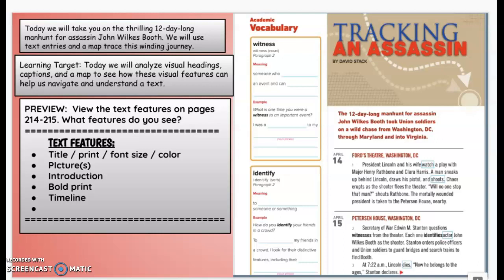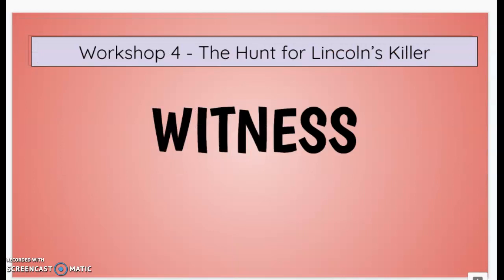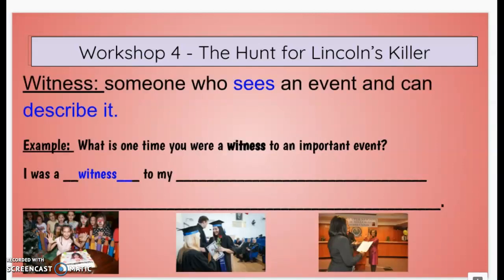All right, so I'm going to keep moving with the slides, but I want you to find this vocabulary word on page 214, and the first word is witness. And the definition for witness is someone who sees an event and can describe it. And you'll notice I put in blue the definitions that you'll fill in on page 214.